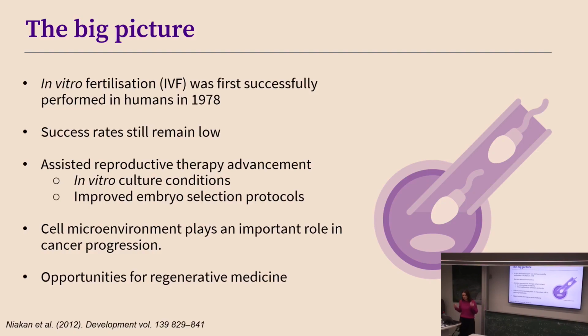So in vitro fertilization was first successfully performed back in 1978, but the success rates still remain quite low, and this can be due to lack of our knowledge about what the culture conditions of the embryos should be. How do the embryos like to develop? What kind of environment? Do they like it quite warm? Do they like it quite cold? I'm talking about more sophisticated things than that, but it's the basic concept.